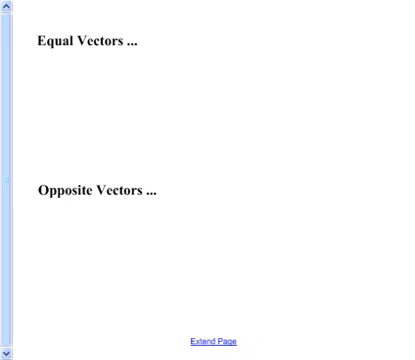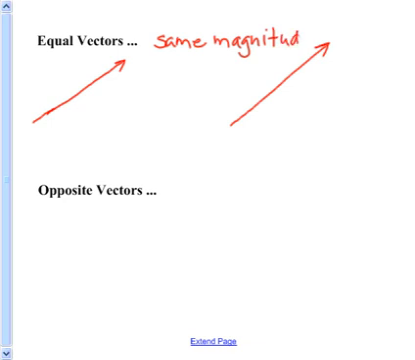Equal vectors have to have both identical magnitude and direction, but they may have different positions. So, if you have a vector like this, an equal vector could be way over here, but have the same direction. Pretend with me here. Same direction and length. Those would be considered equal vectors if they have the same magnitude and direction, but may have different positions.